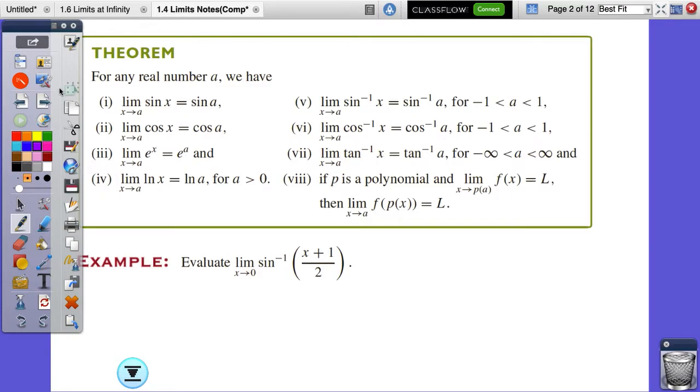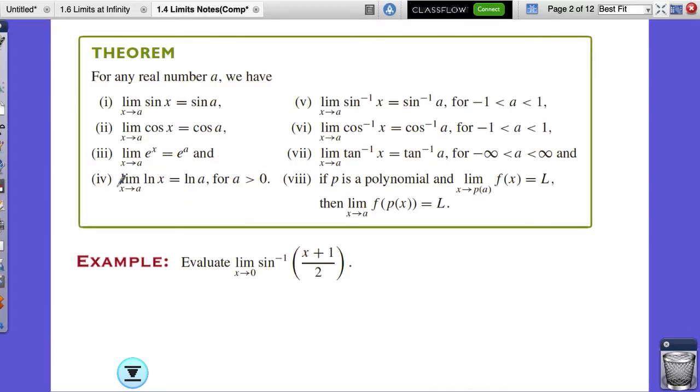You have your sine, your cosine, your exponential, your logarithms. Again, as long as what you're plugging in there is bigger than 0, because that's in the domain of natural log or all logs, which we might have to talk about. And then your inverse trig functions as well.